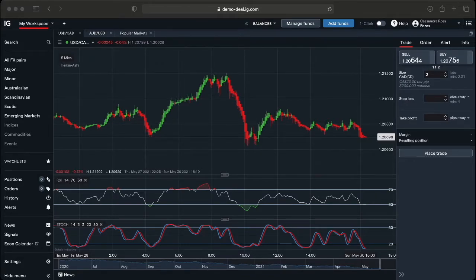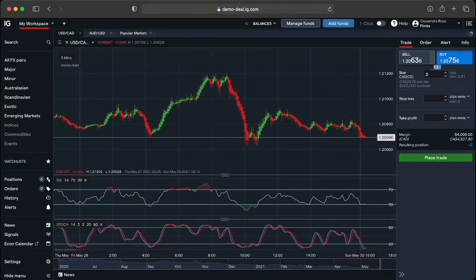This page right here that I'm on is IG Forex. This is my broker that I use, and in my opinion, they're one of the best just because they keep it simple. Right here we have the sell and the buy. I can click this, sell will be red, buy will be blue, and I can choose to place a trade.